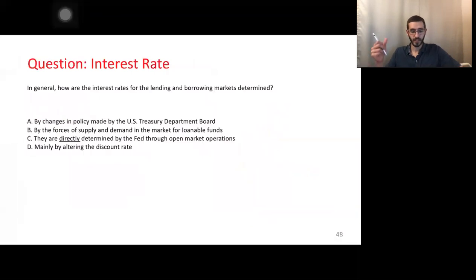Okay. So in general, how are the interest rates of the bank for the lending and borrowing markets determined? And this is why I wanted to bring this back. We keep saying that the Federal Reserve is changing interest rates, but I want to make sure that it's very clear that they do not have direct control over the federal funds rate. Okay, they do not have direct control over the interest rates. What they're doing is changing the amount of money in the economy, which is then changing the interest rates.